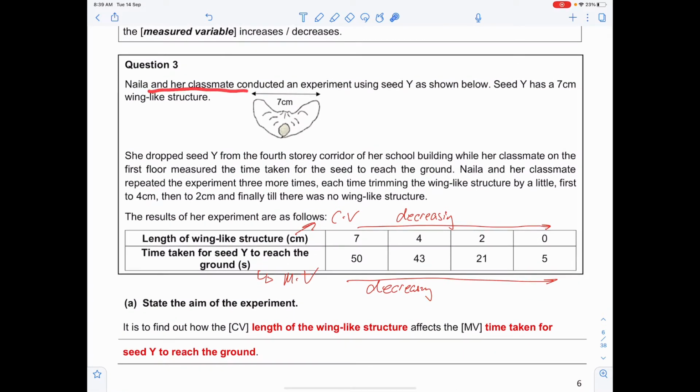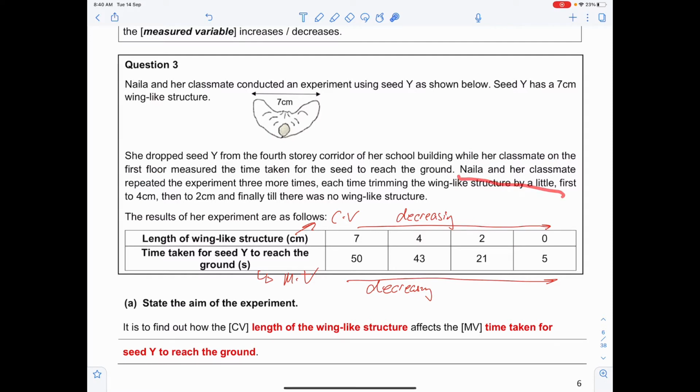Naila and her classmate conducted an experiment using seed Y as shown below. Seed Y has a 7 cm wing-like structure. She dropped seed Y from the 4th-story corridor of a school building, while her classmate on the 1st floor measured the time taken for the seed to reach the ground.